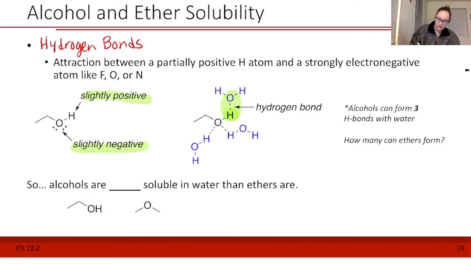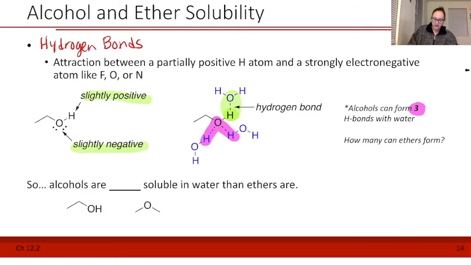And then additionally, let's switch colors. The negative part of the oxygen is going to interact with the positive part of water, so that you have these interactions here. There are two lone pairs, and each lone pair gets one interaction with a hydrogen. So alcohols can form 3 hydrogen bonds with water: 2 from its lone pairs, 1 from each lone pair, and then 1 from the hydrogen.